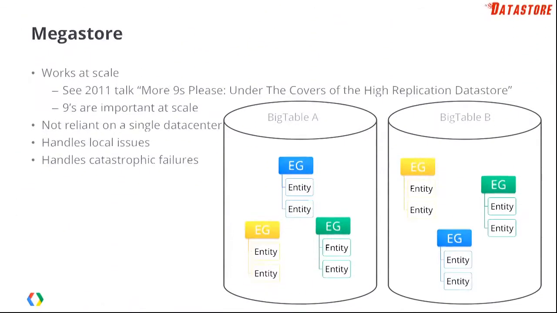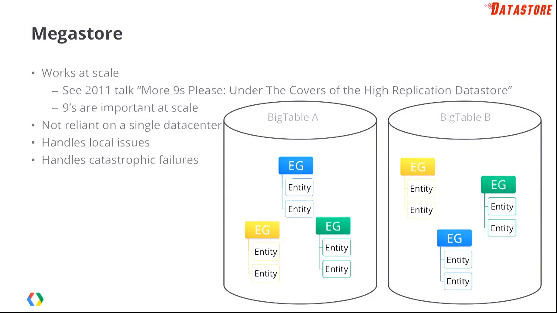And then on top of that is Megastore. And Megastore works at scale. It is a truly distributed database system because it spans multiple data centers and multiple geographic regions. And that's the level it operates. And if you want super in-depth detail about this, you can see my talk from last year. More nines, please.